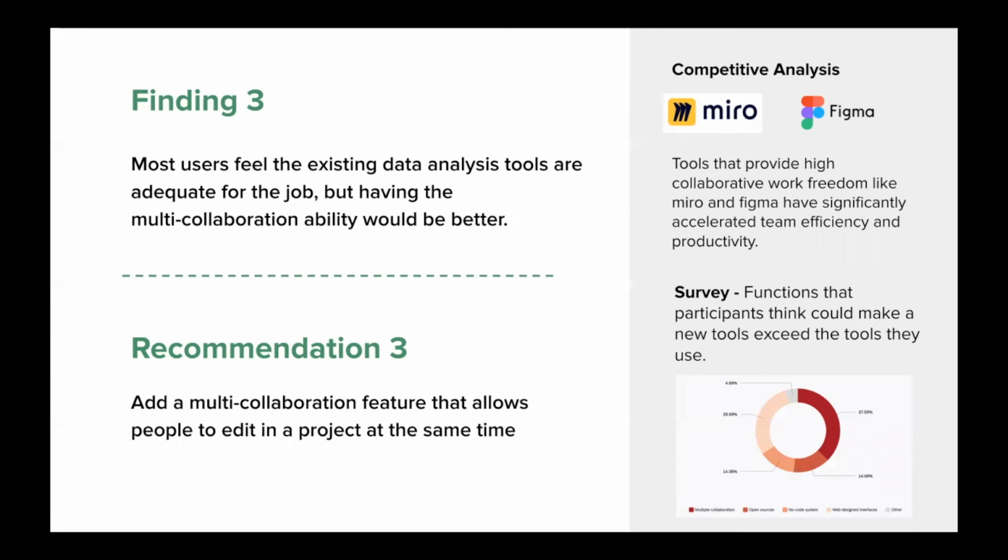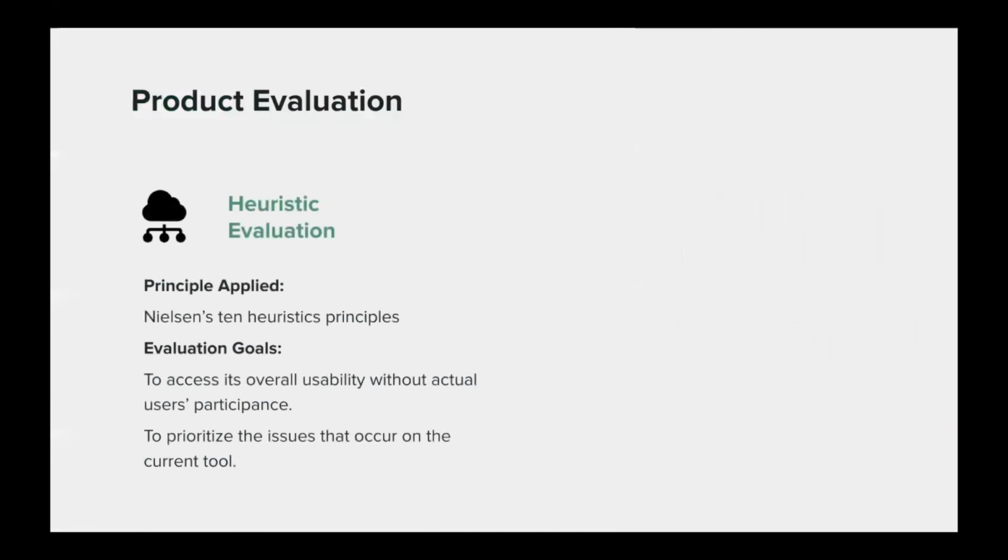The next phase of our user research is the evaluation of the specific product. First, to assess Ex Machina's overall usability without actual user participants, we applied Nielsen's 10 heuristic principles to review the overall product. This helped us to prioritize some key issues that occur in the current tool.